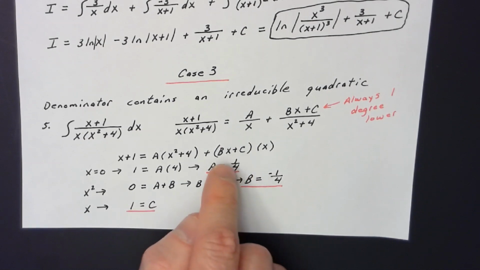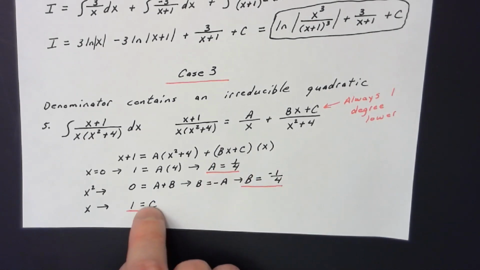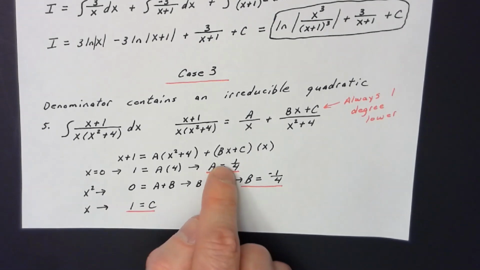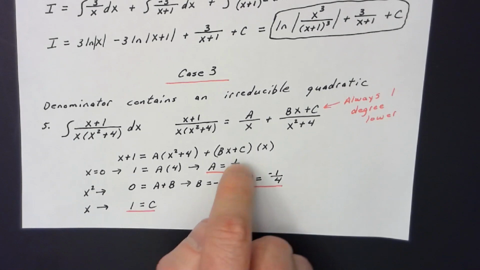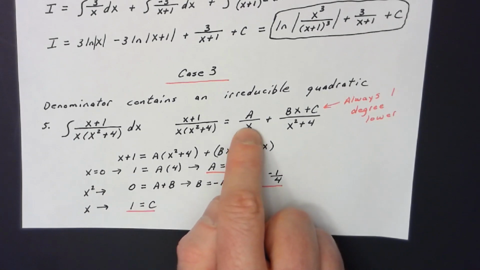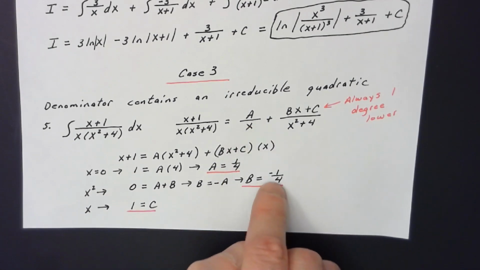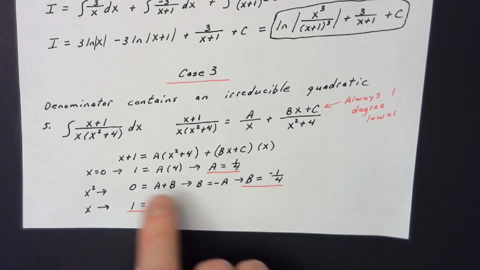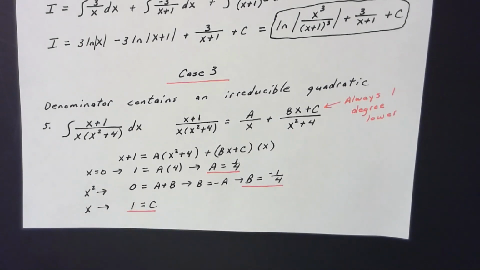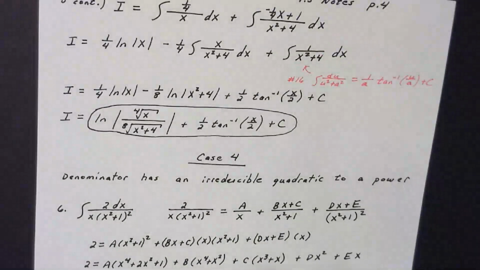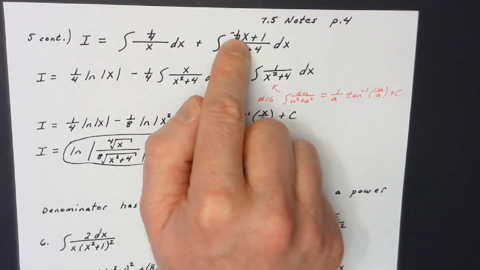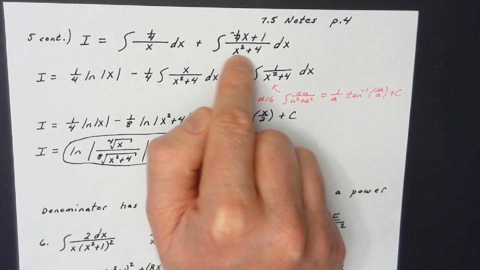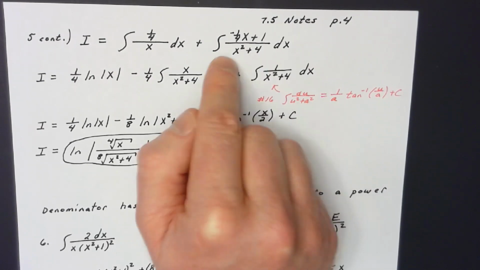So I take that value of a, b, and c, and remember, on my next page now, I'm going to have the integral of a over x, so that's going to be the integral of 1/4 over x dx, and then I'll have plus bx plus c over this term. That's going to be negative 1/4 x plus 1. That's what I tried to do right here. So that's my a over x plus bx plus c over the irreducible quadratic of x squared plus 4.